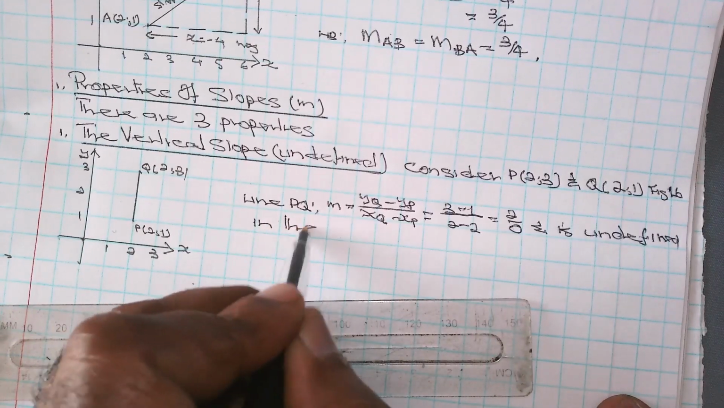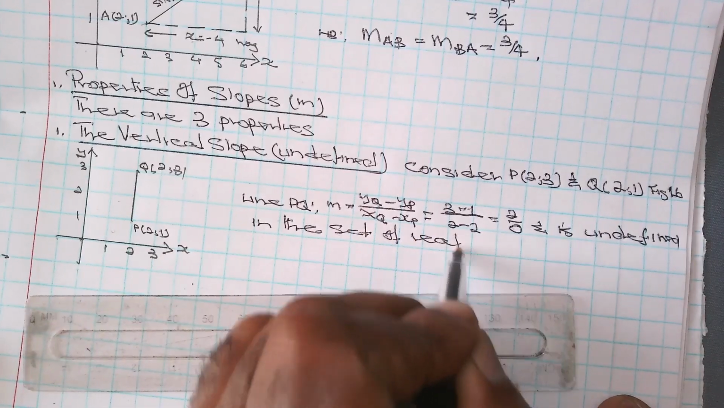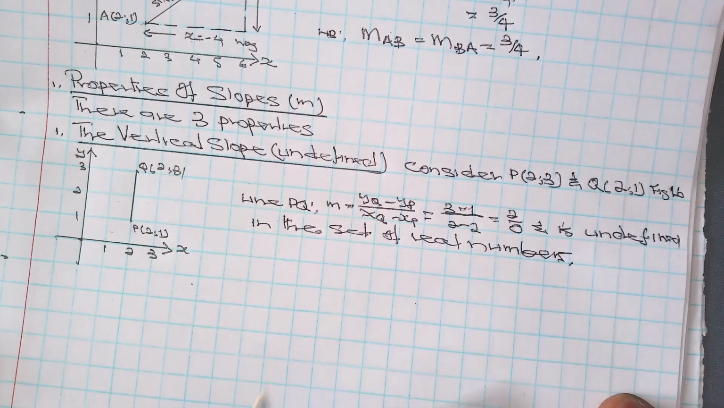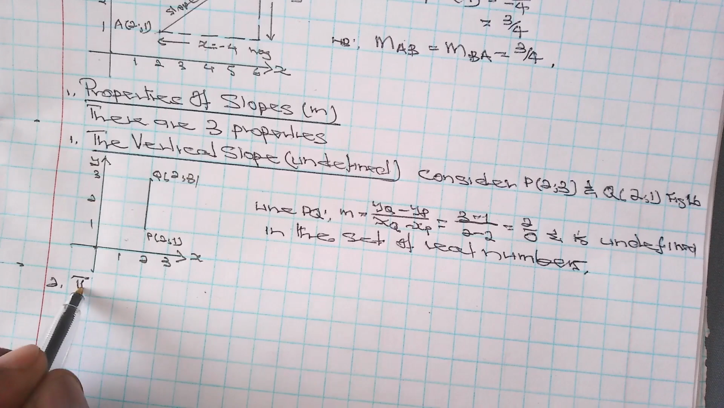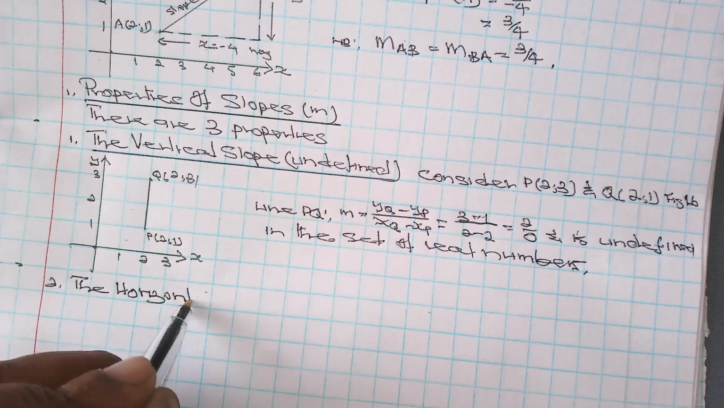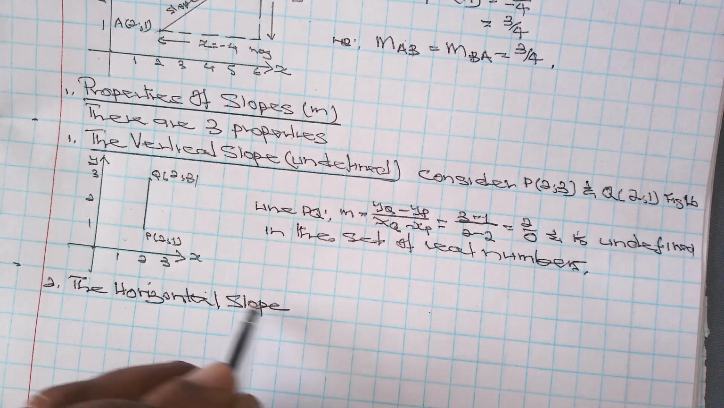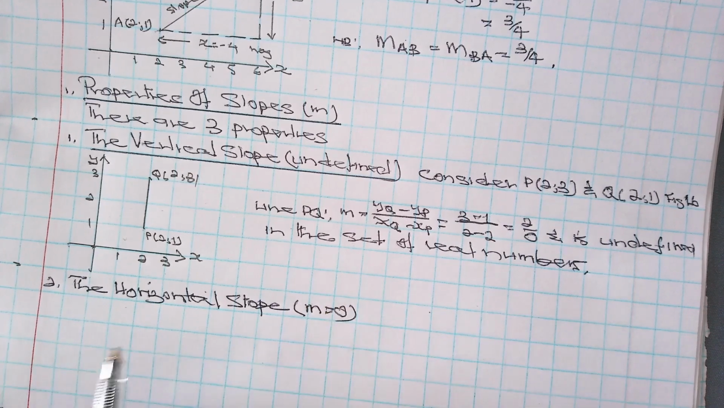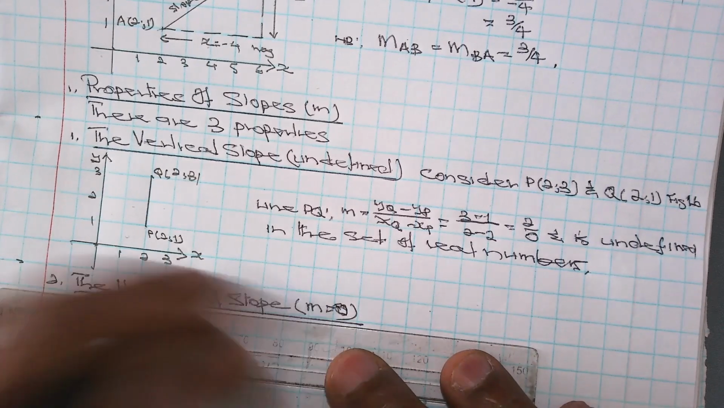in the set of real numbers. Right. Then we go to the second one. The second one is the horizontal slope. M equals to 0.